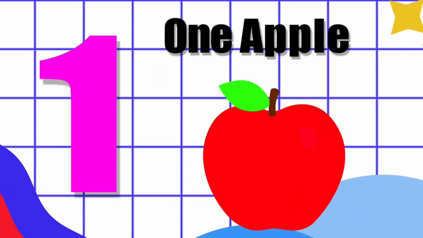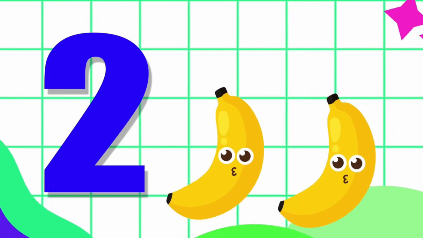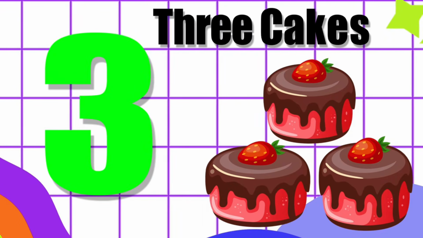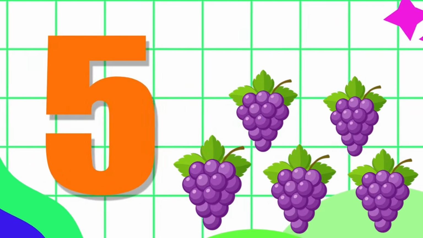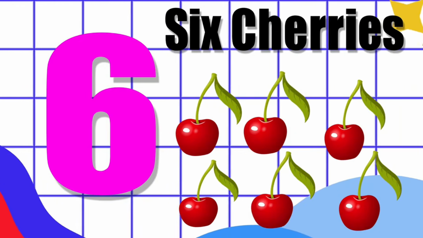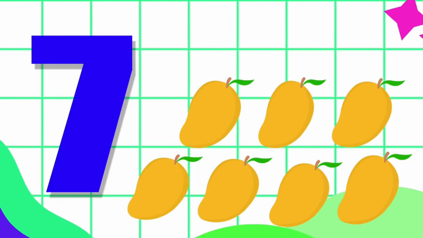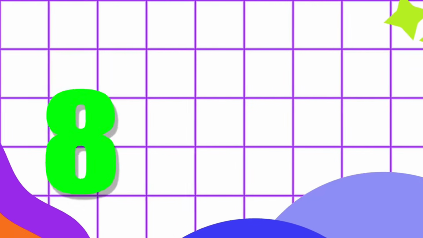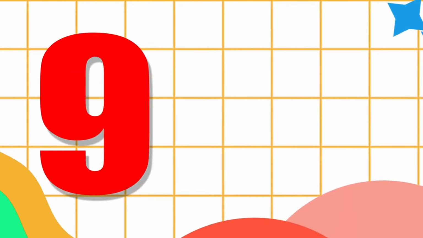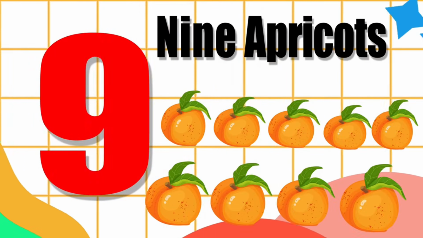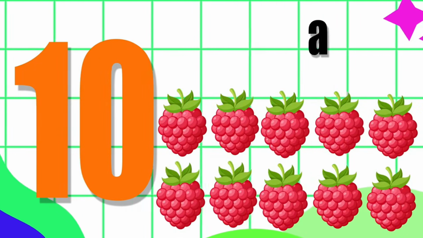One apple. Two bananas. Three cakes. Four donuts. Five grapes. Six cherries. Seven mangoes. Eight strawberries. Nine apricots. Ten raspberries.